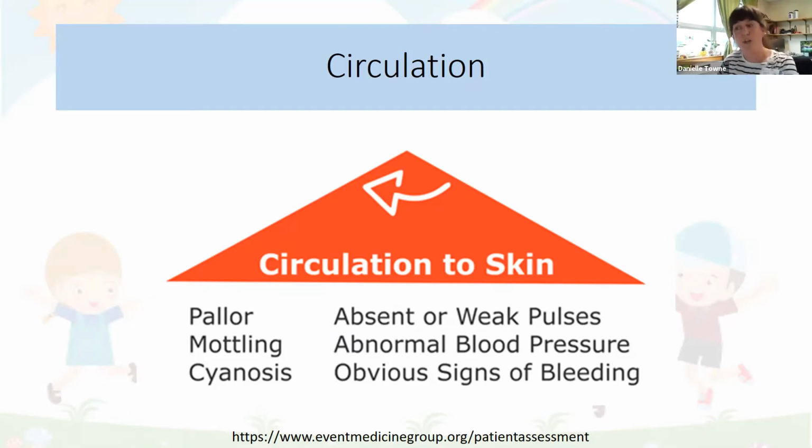Abnormal blood pressure, which we'll talk a little bit more about in the vital signs. Obvious bleeding or obvious signs of bleeding is definitely going to let us know that there's compromise with their circulatory system, because they're having a source of bleeding. And with kids, they don't have a lot of blood volume. So if they lose even a small amount, it can be a large percentage to them. So that's going to let you know that you need to be concerned about their circulatory status.